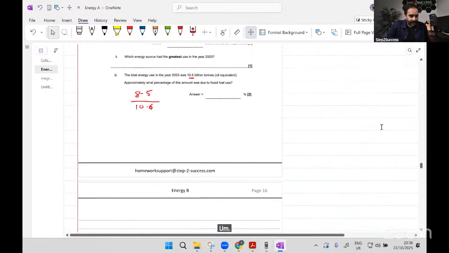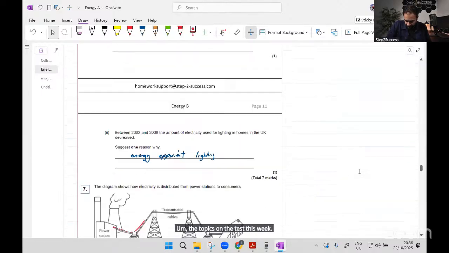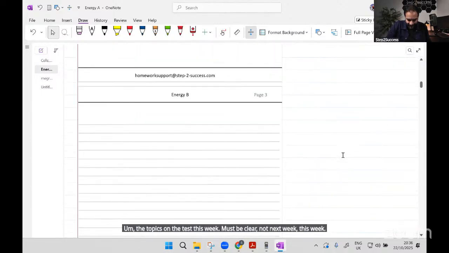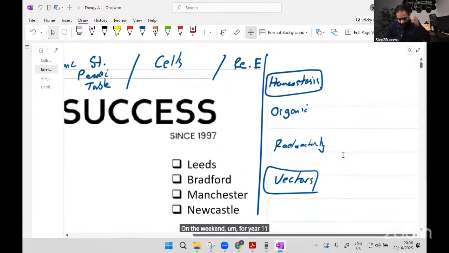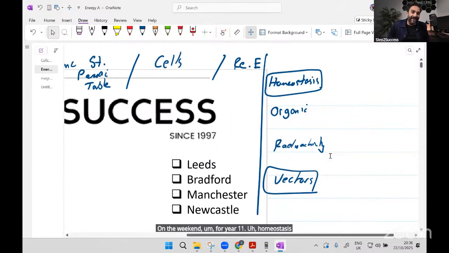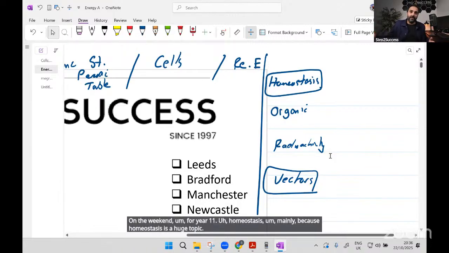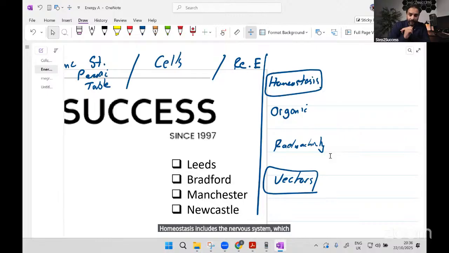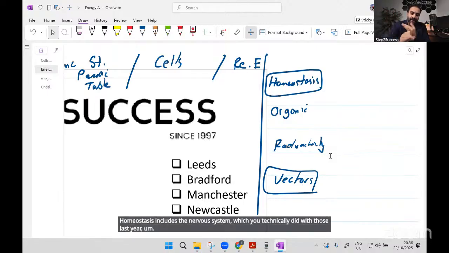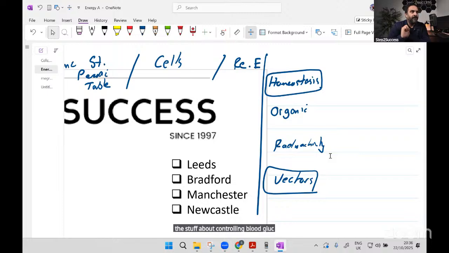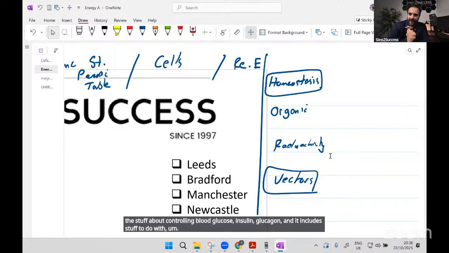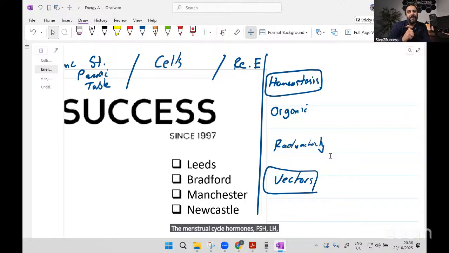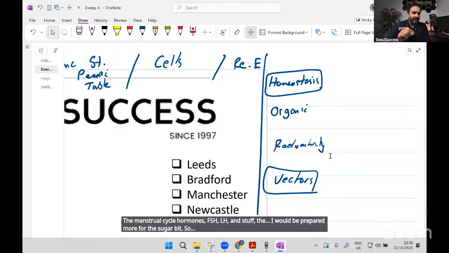The topics on the test this week, just to be clear, not next week, this week, at the weekend, for year 11 are homeostasis, mainly because homeostasis is a huge topic. Homeostasis includes the nervous system, which you technically did with us last year, the stuff about controlling blood glucose, insulin, glucagon, and it includes stuff to do with the menstrual cycle hormones, FSH, LH, and stuff. I would be prepared more for the sugar bit. So insulin and glucagon and diabetes, that part.